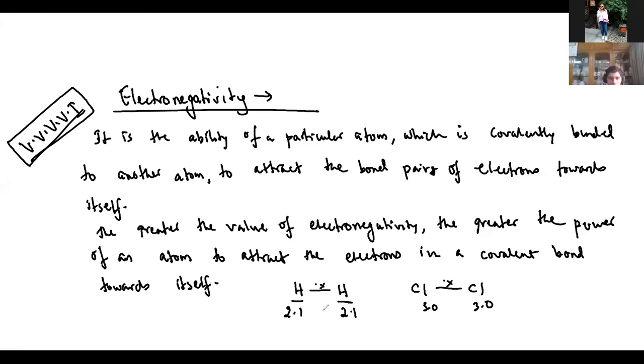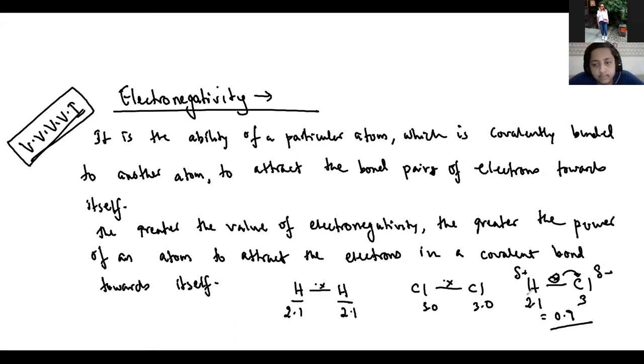When do we call a bond non-polar? Zero to less than 0.5. Very good. Now, if we have hydrogen with chlorine, hydrogen is 2.1, chlorine is 3. What is the difference? 0.9. Is it polar or non-polar? Polar. It will move towards which side? Chlorine. Electrons will move more towards the chlorine side. So who's more negatively charged? Chlorine. Who's more positively charged now? Hydrogen. So HCl is a polar molecule. Great work. So the concept has been completely clear now.